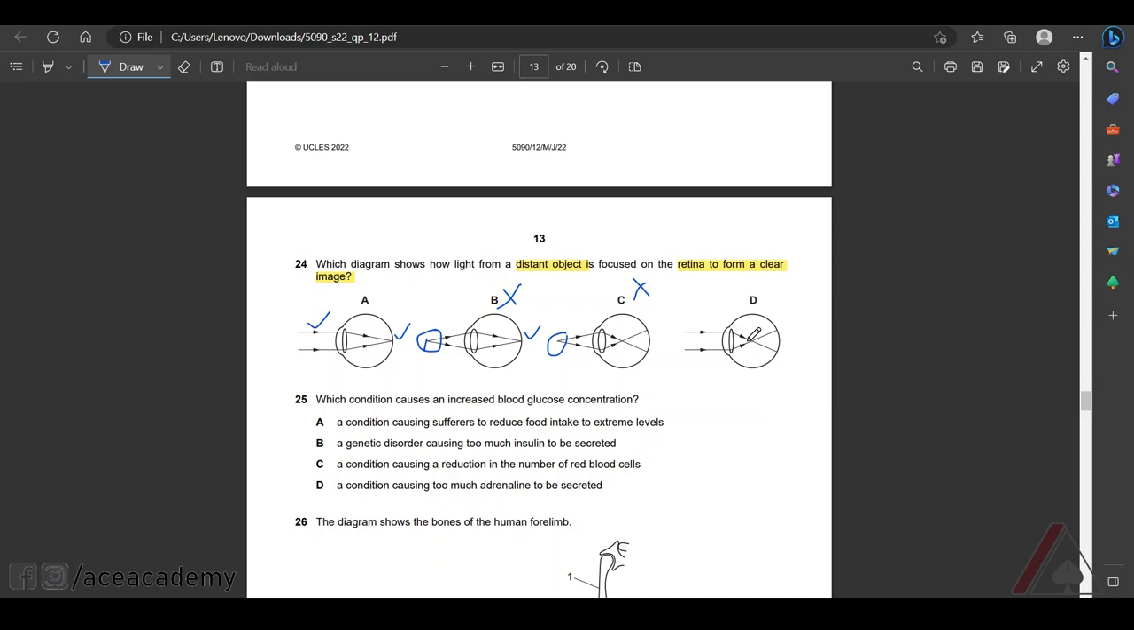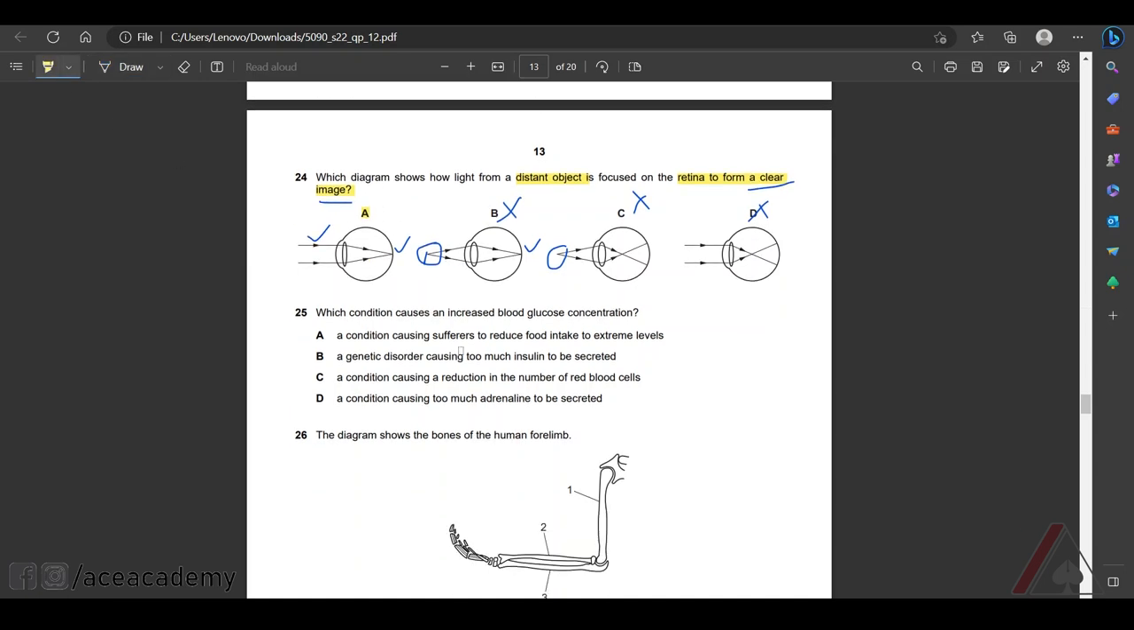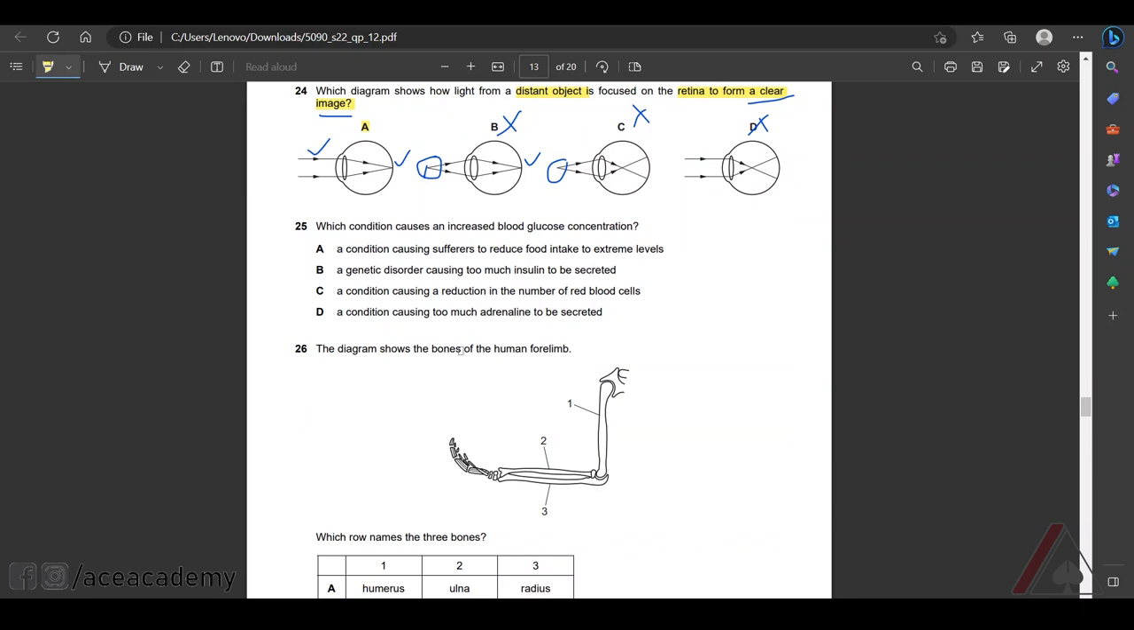In option D, the light rays do seem to come from a distant object, but then again, they are refracted such that the light rays don't converge on the retina, so we won't have a clear image. Our image will be blurry. So option D is also wrong. Hence, our correct answer is A. The next question, number 25. Which condition causes an increased blood glucose concentration?